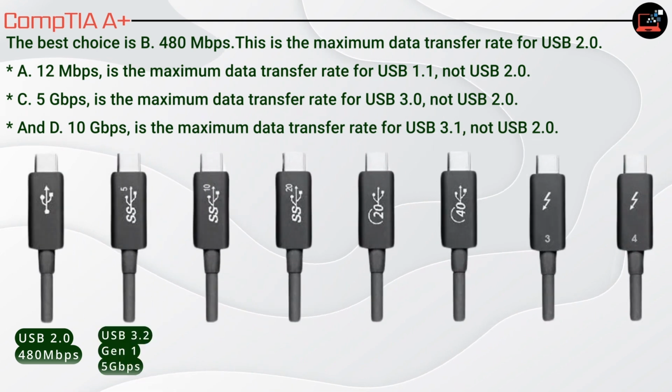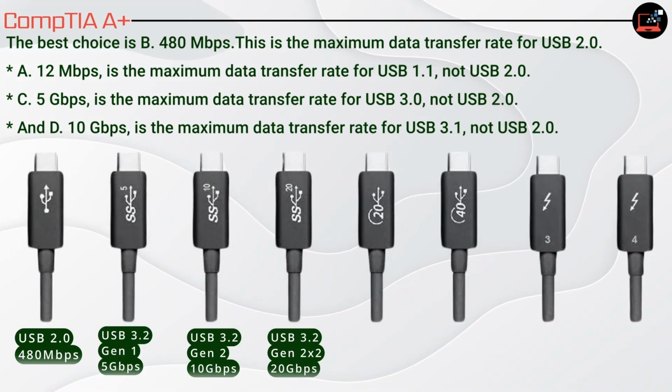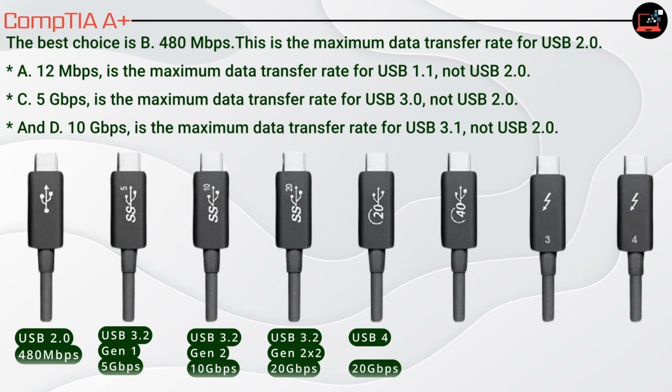The best choice is B. 480 megabits per second. This is the maximum data transfer rate for USB 2.0.